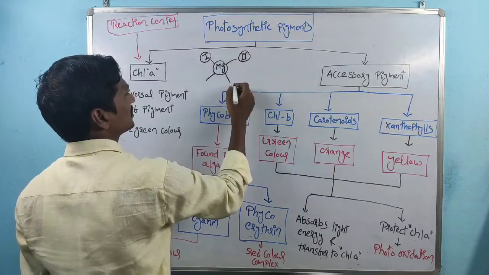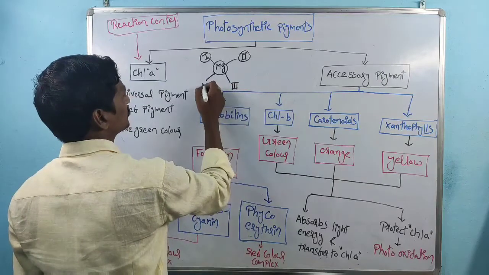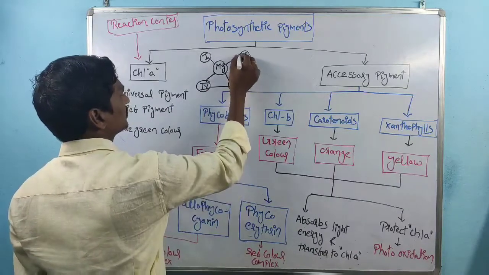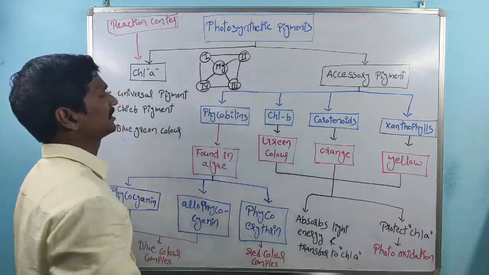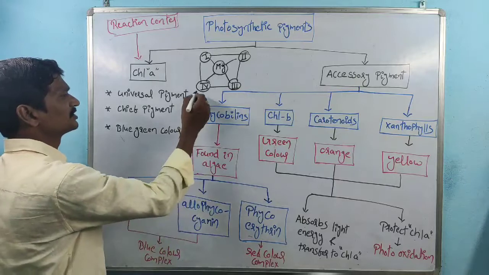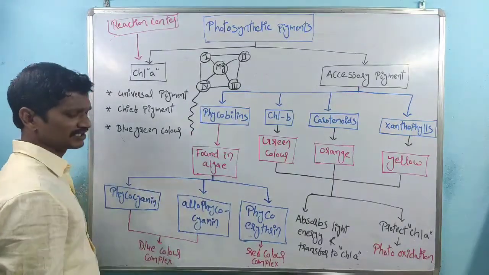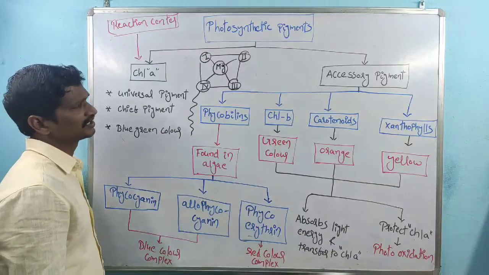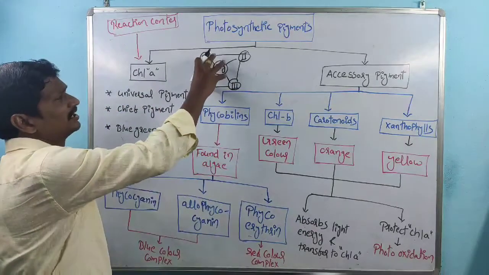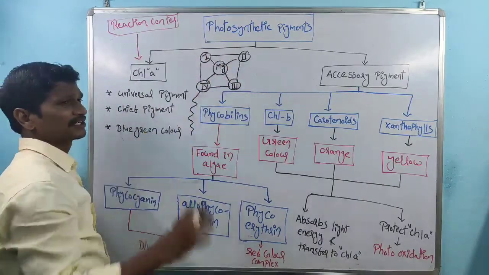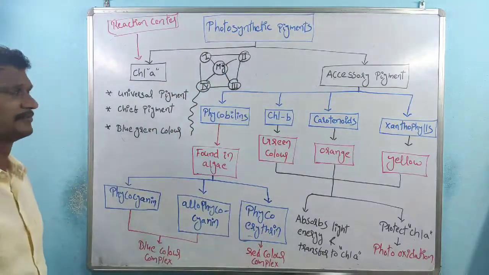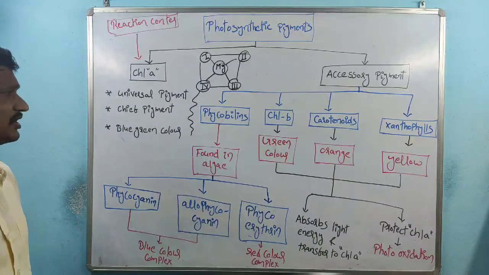There are pyrrole rings, 1, 2, 3, and the next one is 4, and these pyrrole rings are connected one to one like this. This is the central atom, and the central atom is the magnesium ion. And all of you remember there is a phytol side chain. In all the chlorophyll molecules, the main structure, which is called the head part, is mostly similar.